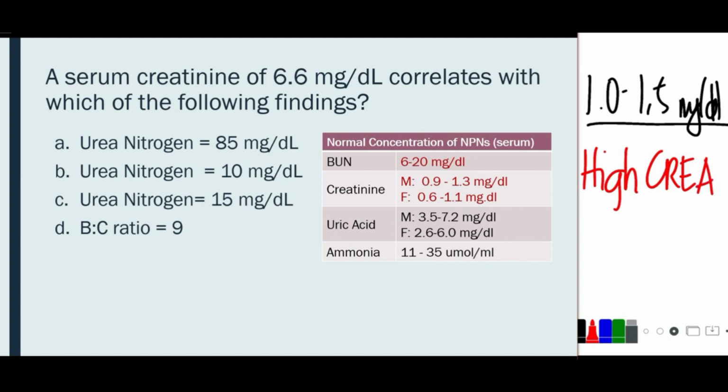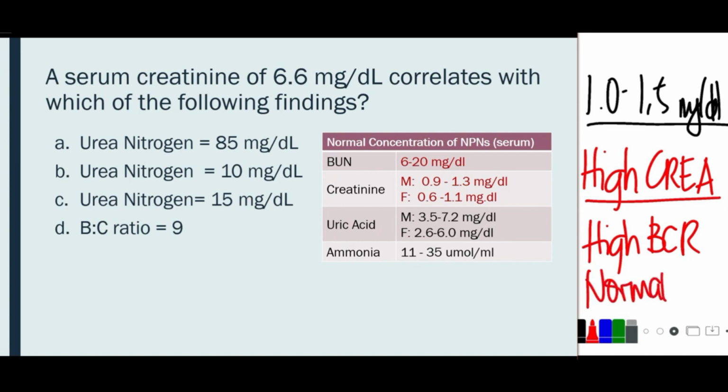And if you go back to the BUN-creatinine ratio results, remember that a high creatinine could either accompany a high BCR or a normal BCR. So the next step here is to identify, based on the question and at the same time the choices, what the 6.6 milligrams per dL serum creatinine, which is very high, is most likely to be associated with. So let's check each choice.